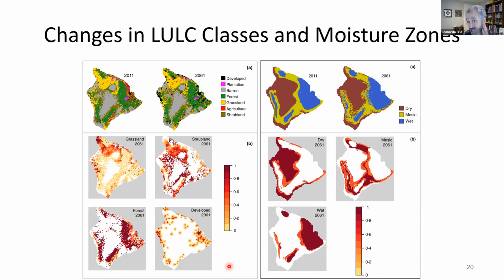And we did the same thing for the moisture zone. So the stratification, the moisture zones were changing over time as well. And so we can see over time, in particular in these boundary zones, some reduction in the amount of area in the wet moisture zone, in particular, an increase in the amount of area in the mesic moisture zone. And here you can see in 2061 the probability of being in one of those moisture zones expressed on the maps.